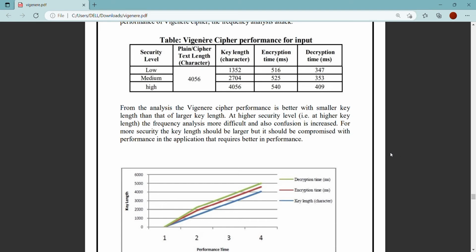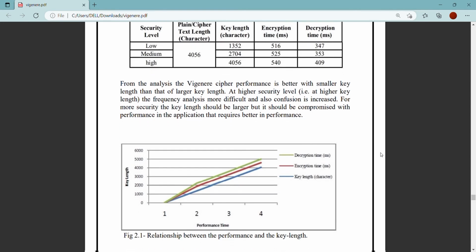This is why such techniques as autokey and running key are used. Of course, the ultimate one is the one-time pad, but its complexity makes it harder to implement. The following study generates a key with length depending on the message security level.